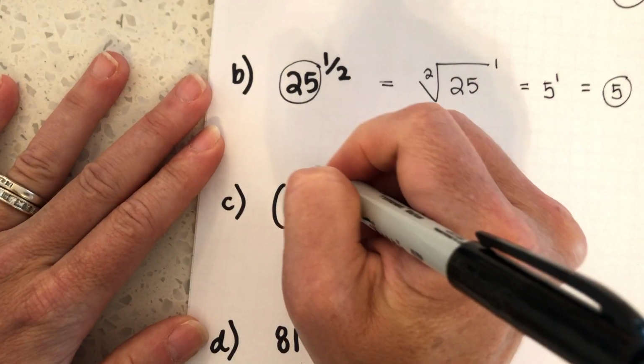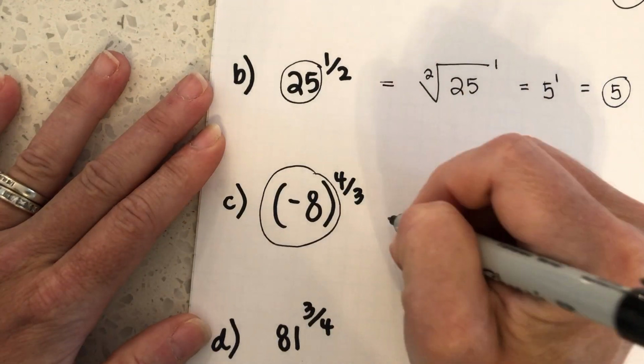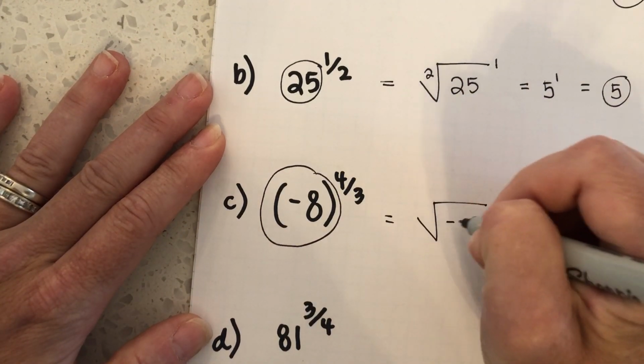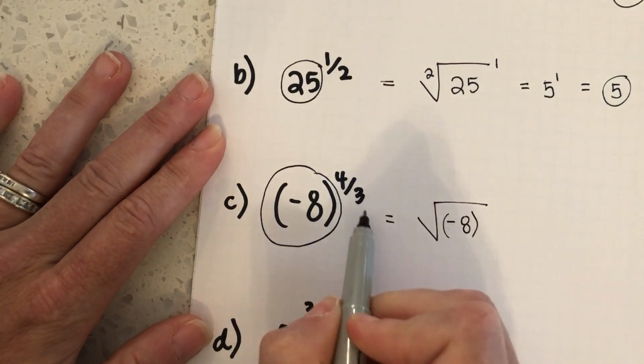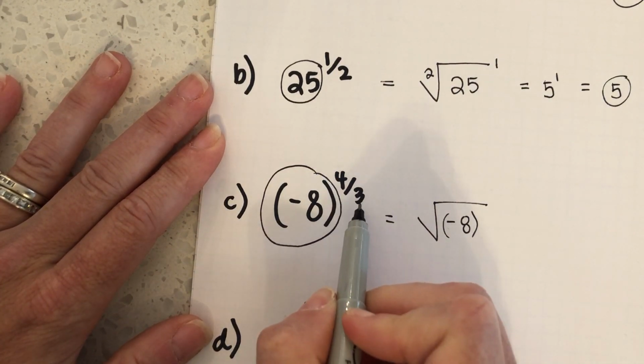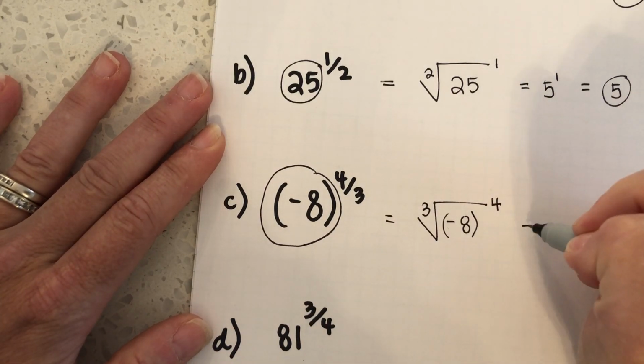So take whoever the exponent is on, in this case it's -8, throw it all under a radical. And if you want to leave it in parentheses, go ahead. And then you're going to turn this into a power and a root. It'll be the 3rd root raised to the 4th power.